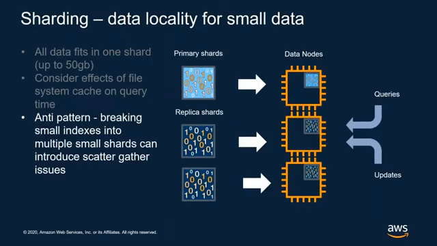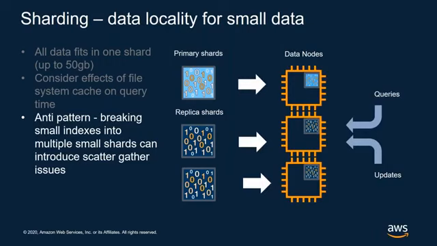One of the anti-patterns I see is breaking a small index into multiple small shards. If you have an index that's a few meg, don't split it, keep it in 1 shard. If you have an index that's even a few gig, even up to 50 gig, you don't necessarily have to split it into multiple shards, keep it in 1.